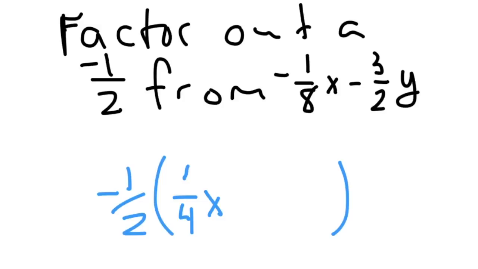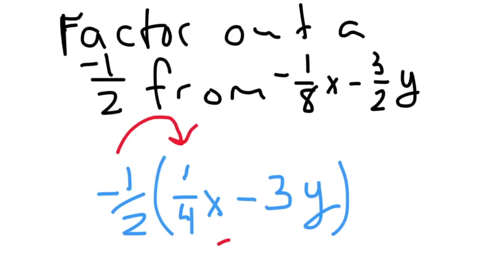Now you need to decide 1/2 times what makes 3/2. 1/2 times 3 over 1 makes 3/2, or just 3 whole. Now it's going to have a term of 3y. And make sure you multiply, distribute so that you check your work. Negative half times 1/4 x makes negative 1/8 x. Negative half times negative 3y makes positive 3/2 y, which is incorrect because the original expression says negative 3/2 y.